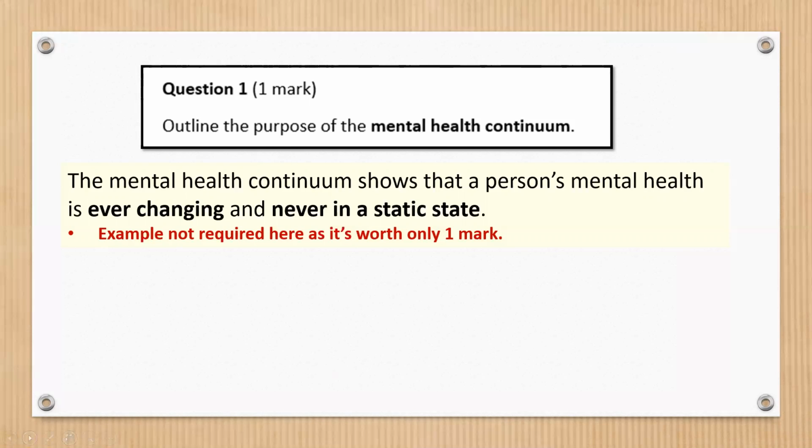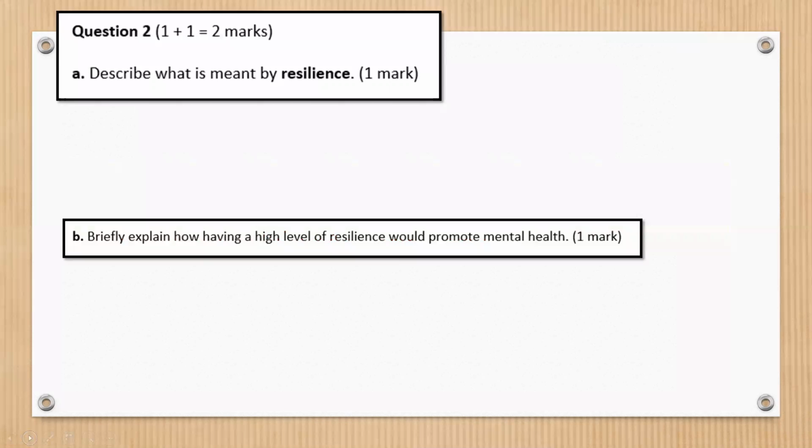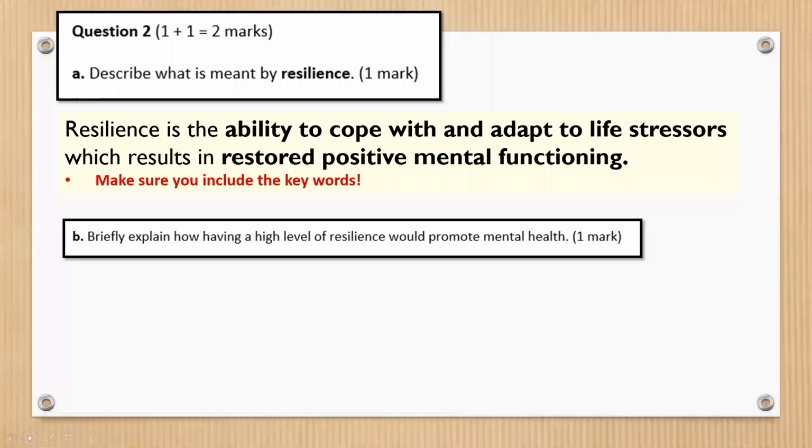Okay, so next question is question 2. Question 2A was describe what is meant by resilience. That is a simple definition: the ability to cope with life stresses and eventually restore yourself to a state of positive mental functioning. So the ability to cope with stresses or adapt to stresses is half a mark there. Eventually restoring positive mental functioning is the other half mark. So if you mentioned one but didn't mention the other, you'd probably get 0.5 marks for this one.